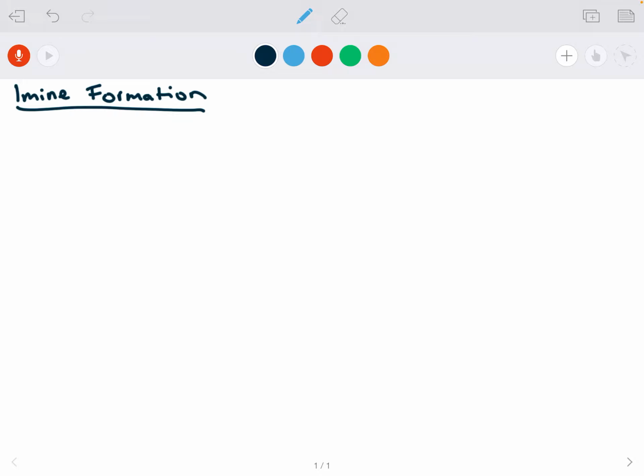So imines are common molecules in biological pathways, so they're going to be important for organic chemists. The general structure of an imine is as follows. Now these R groups down here, they could also be hydrogens, right, if you have an aldehyde. So that's the general structure.